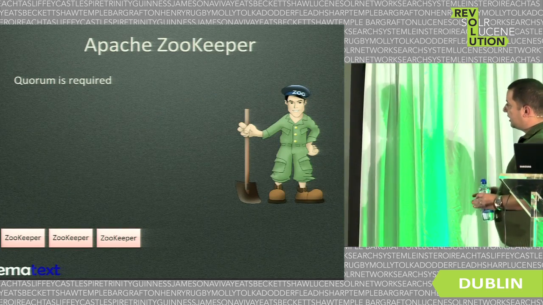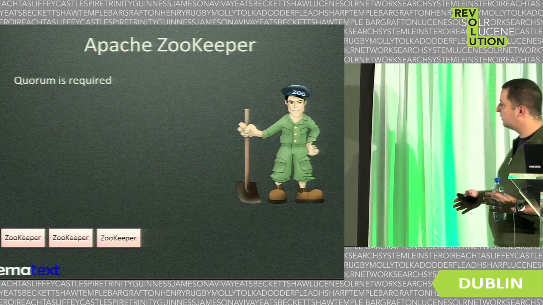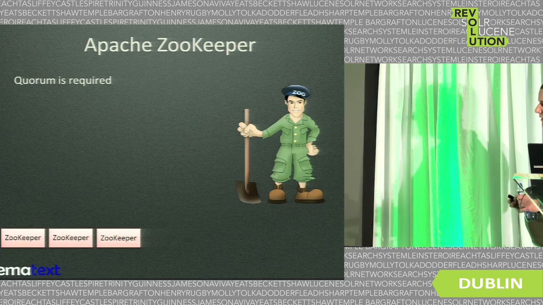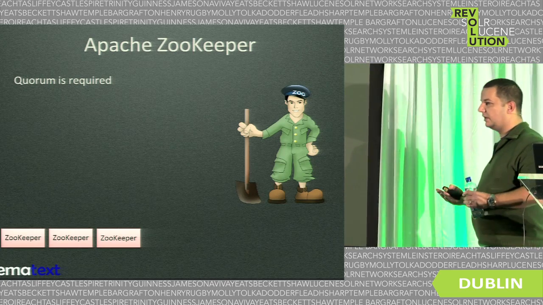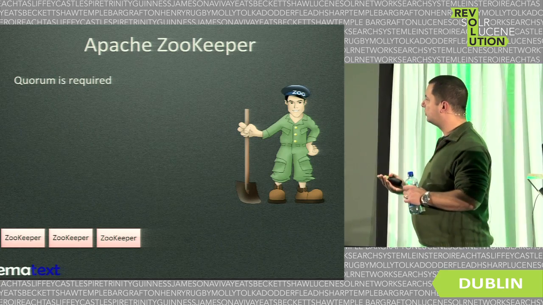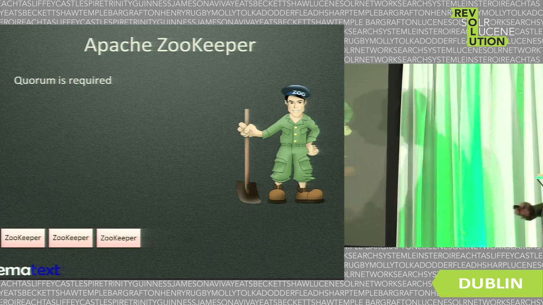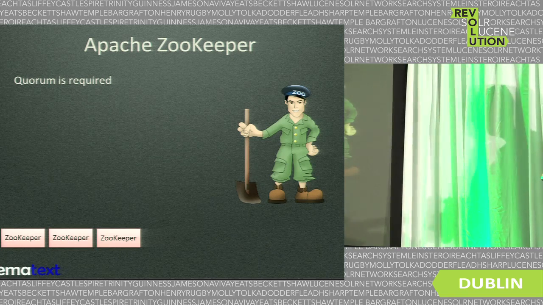The first thing when it comes to the cloud is Zookeeper. It's an Apache project that is designed to take control over your cluster. We store configuration there. We store the cluster state there. It's updated in real time. And a quorum is required. What is a quorum?